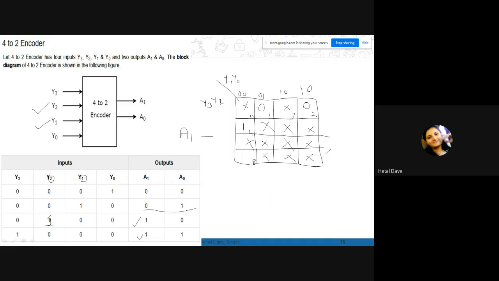Is there any doubt in the KMF? The KMF is not given in this PPT. You need to solve it out. Same way you will make the KMF for A0. This KMF I have prepared for A1. Same way you will prepare a KMF for A0, solve the equation, and then prepare one circuit. This is your task.